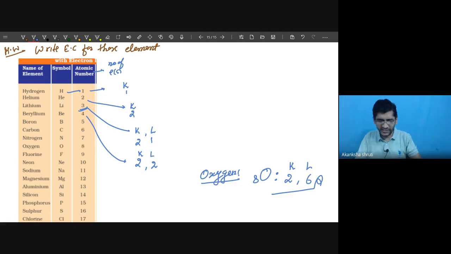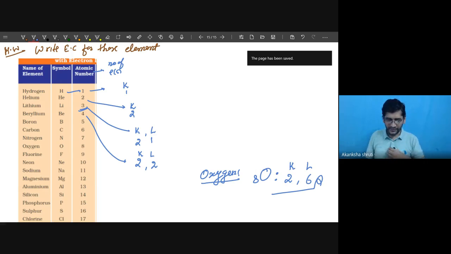You have to write the element number, then you have to write the symbol and their electronic configuration. How this is distributed, or how this is represented in figure form or structure form, that we will do tomorrow. Okay, students? So this was all about our today class.